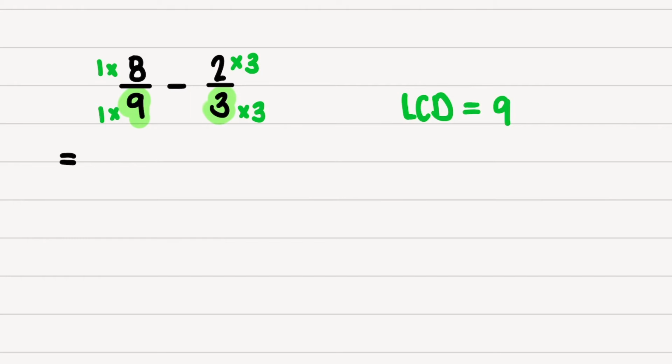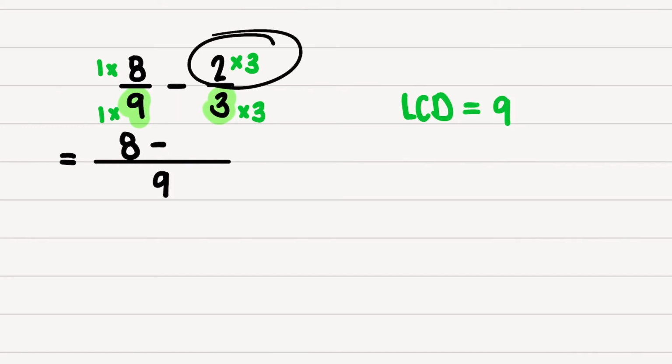So now I can write out my denominator, my common denominator of 9. I'm going to do the first fraction, 1 times 8, which is 8. And I'm going to subtract it from the second fraction, which is 2 times 3, which is 6. So when I subtract the numerators, 8 minus 6, I am going to get 2 over 9.